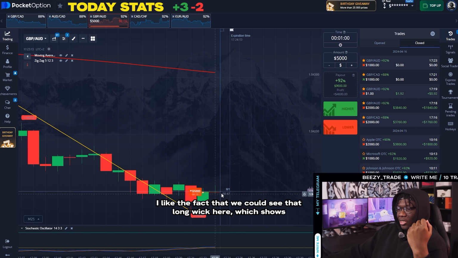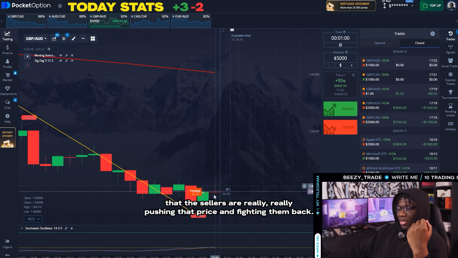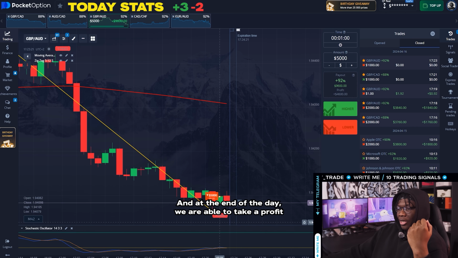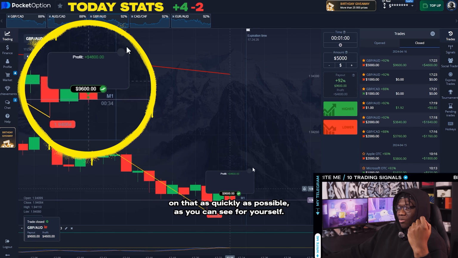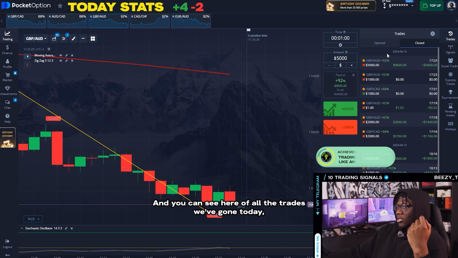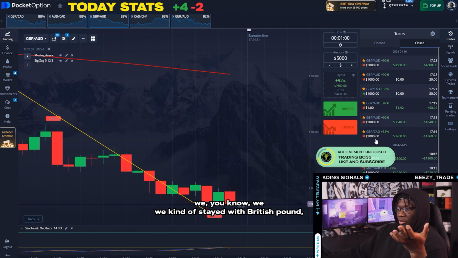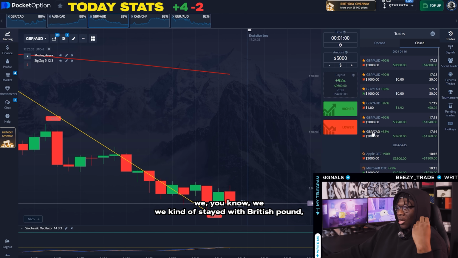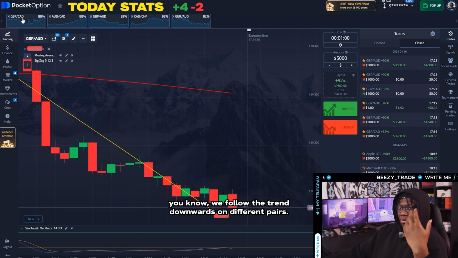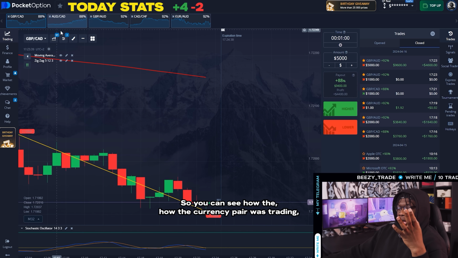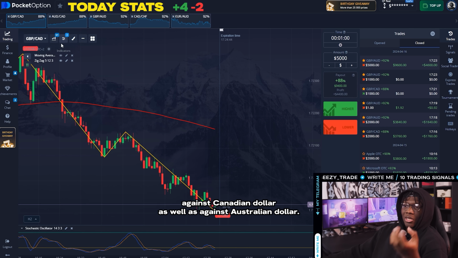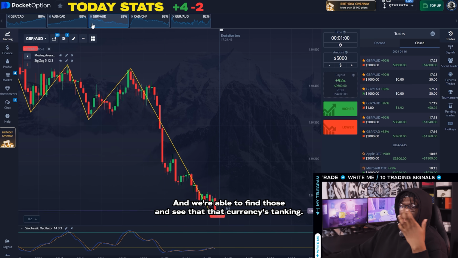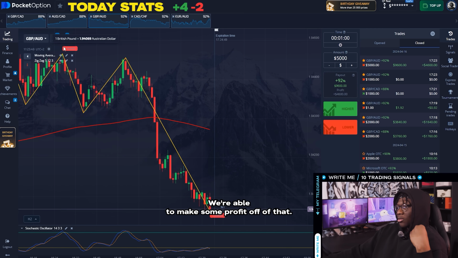I like the fact that we can see that long wick here, which shows that the sellers are really pushing that price and fighting them back. And at the end of the day, we are able to take a profit on that as quickly as possible, as you can see for yourself. And you can see here all the trades that we've done today. We kind of stayed with British pounds, and we followed the trend downwards on different pairs, so you can see how the currency pair was trading against Canadian dollar as well as against Australian dollar, and we're able to find those and see that currency is tanking. We're able to make some profits over that.